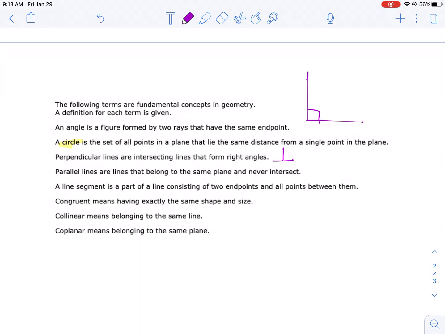I think this was the question you got wrong on the quiz, or on the affirmation, the line segment one. Congruent means they're the same, except their shapes. The symbol for congruent has an equal sign with a tilde above it. Shapes are congruent, which means they have the same size and shape. Numbers are equal. Collinear, co means same, so collinear means same line. Coplanar means same plane.